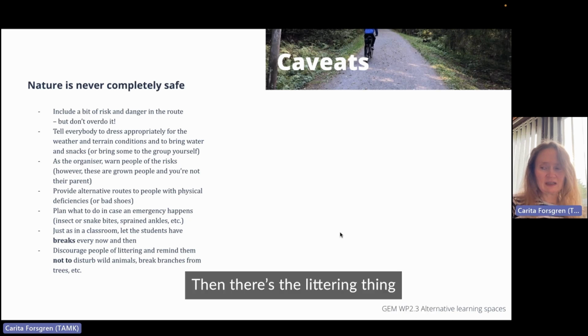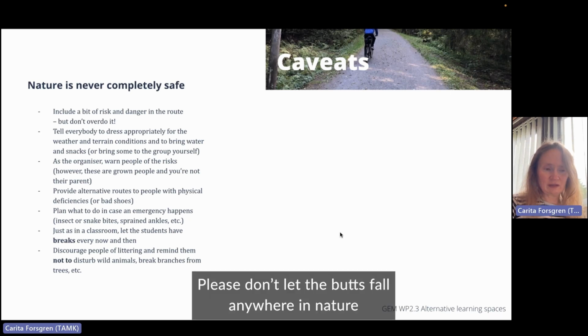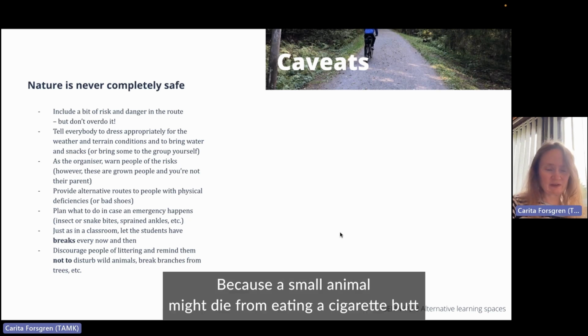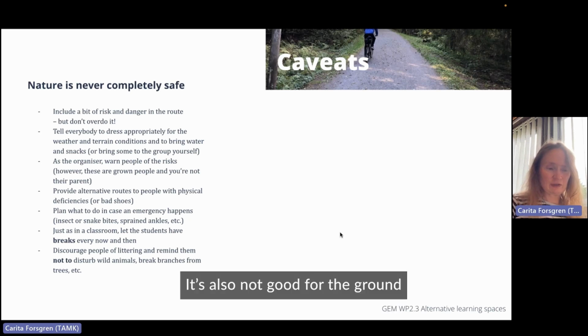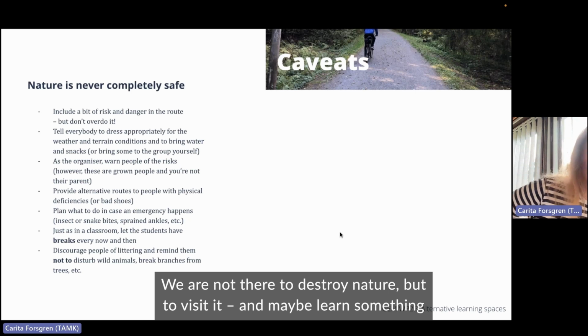And then there's the littering thing. So I do understand that some people like to smoke cigarettes outdoors. Please don't let the butts fall anywhere in nature, but put them somewhere safe, because a small animal might die from eating a cigarette butt. And it's also not good for the ground. Don't litter or break branches from living trees and such things. So we are not there to destroy nature, but just to visit it and maybe learn something.